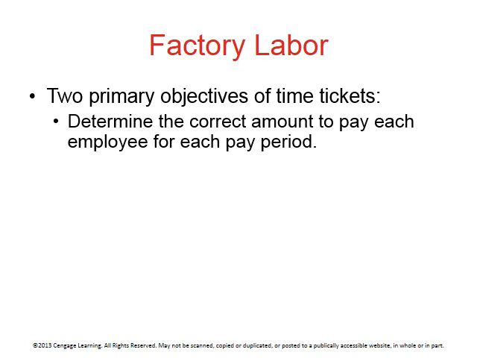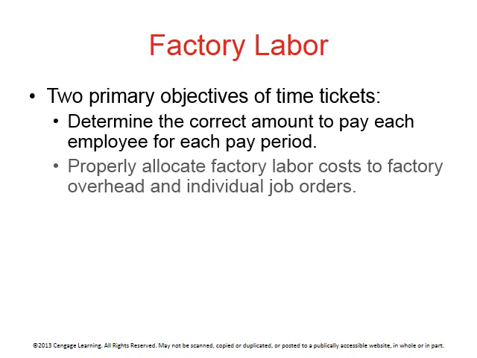So there's two primary objectives of timesheets. The amount to pay each employee for the pay period, obviously. And then we can allocate their labor to individual job orders. So that way if they're working on job 71, we can record their direct labor on job 71. If they're working on job 72, we can record their labor to job 72. So we can actually report the cost of each job.